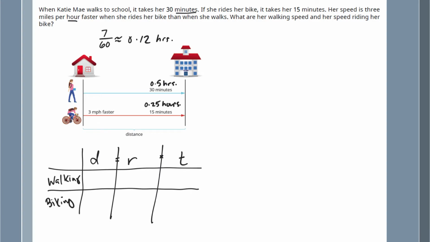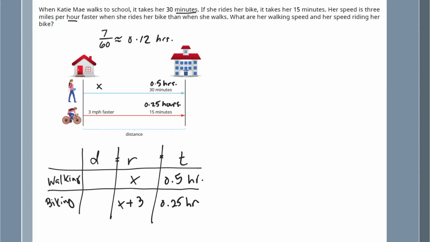So there's our equation. Let's go ahead and fill in what we know into the chart. We know the times. We know that when she was walking, it took her half an hour, or 30 minutes, or 0.5 hours. And we know that when she's biking, it takes her 0.25 hours. We know that the rates, we can compare the two. We don't know how fast she was going when she was walking. So it was x for the rate there, but we do know that she was going 3 miles an hour faster than that when she was biking, so we're just going to put x plus 3.